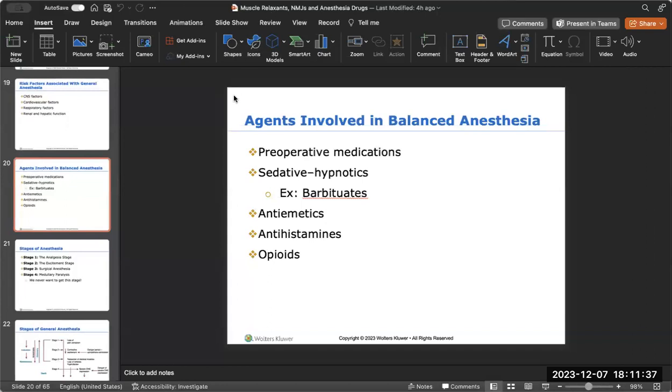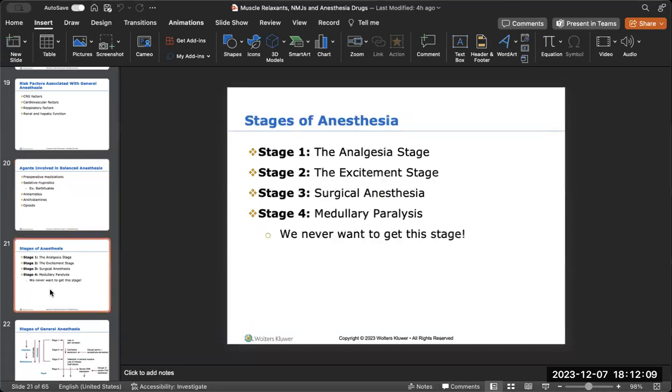So, what are some agents involved in anesthesia, right? We can give some preoperative medications, right? Like maybe preoperative pain, right? An example of a sedative hypnotic might be a barbiturate to knock them out. That could be used in adjunction with anesthesia. An antiemetic to prevent any nausea and vomiting, especially ones like midazolam, which we'll get into, that can cause nausea and vomiting. Antihistamines to reduce any sort of inflammation, and even opioids for pain.